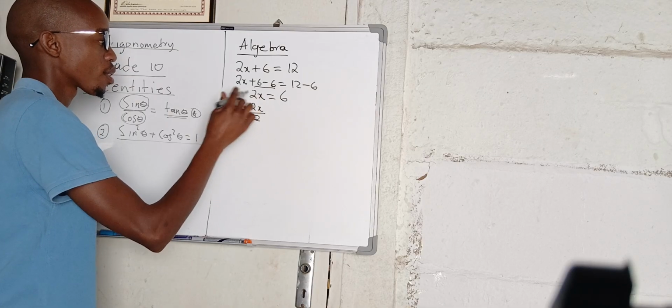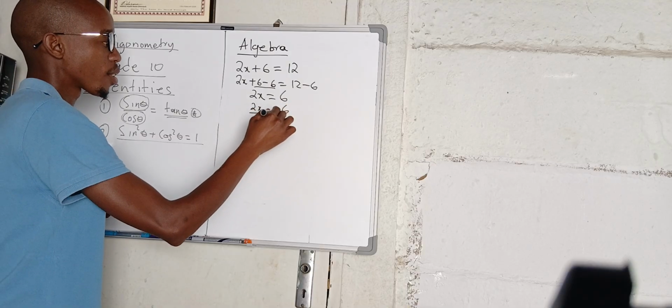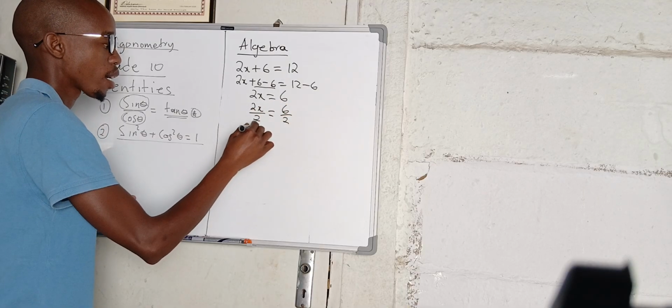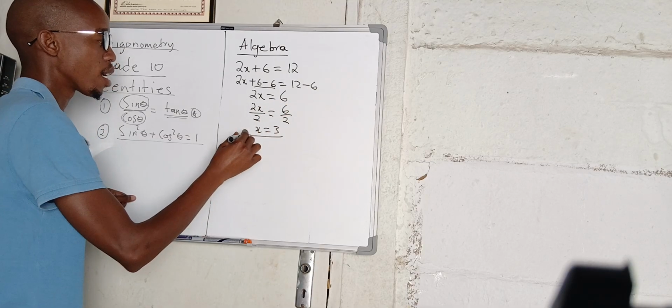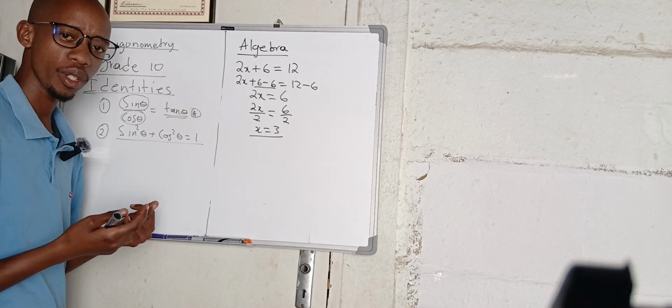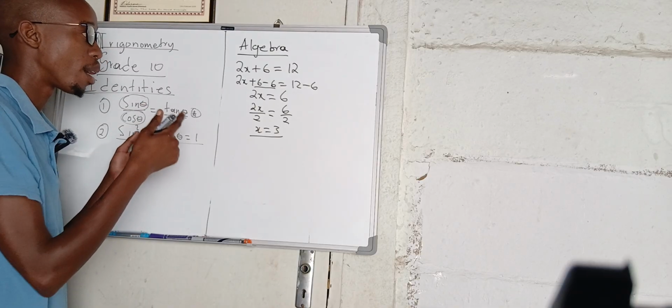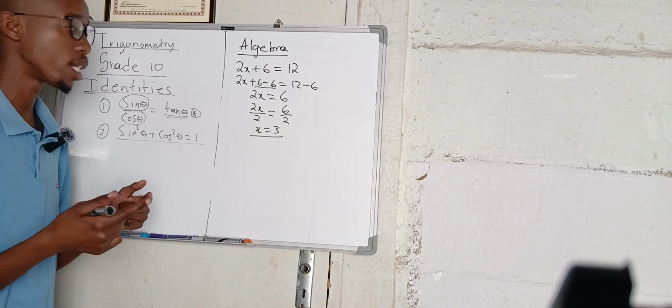Let me remove this. Why? Because it is the coefficient of x. So I'm going to have 6 all over 2, and then x is going to give me what? 3. So now I've managed to solve for x. Why am I showing you this? I'm going to show you how these algebraic methods also apply in trigonometry.